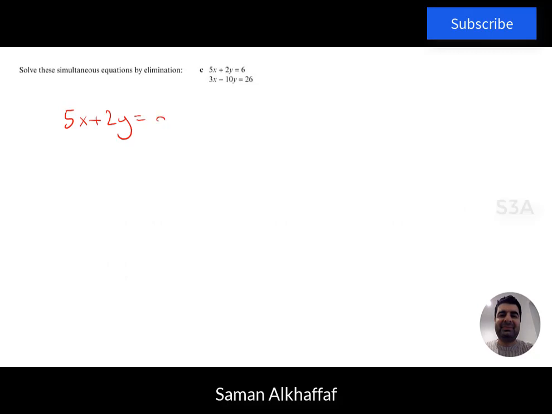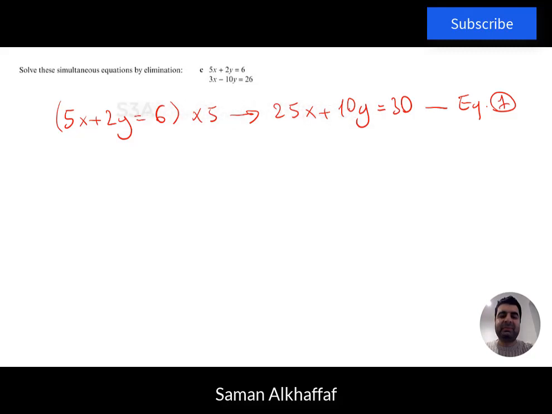So what we will start with here, we have 5x plus 2y equals 6. We will multiply it by 5. That would give us 25x plus 10y equals 6 multiplied by 5. That would give us 30. So that will be the new version of our equation 1.